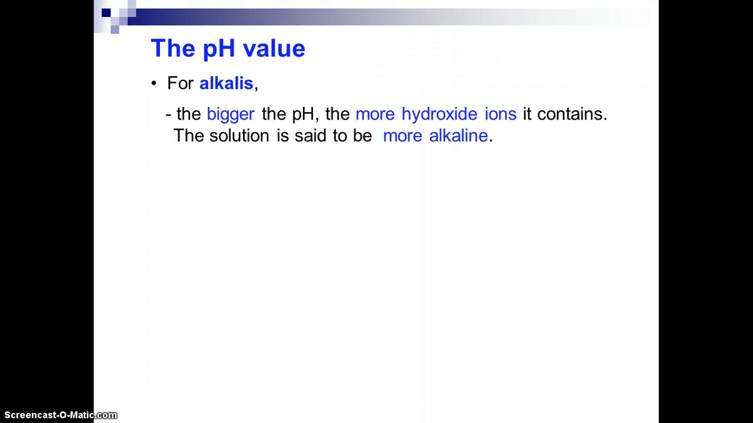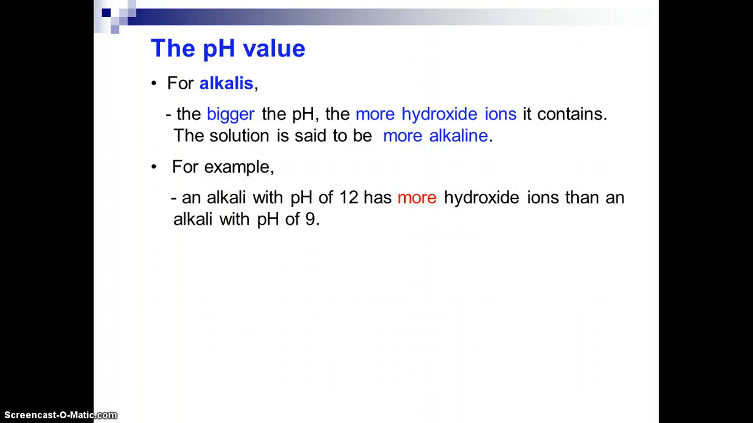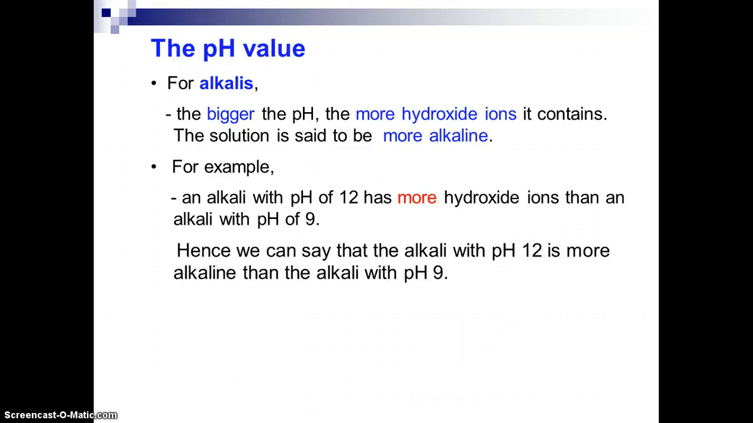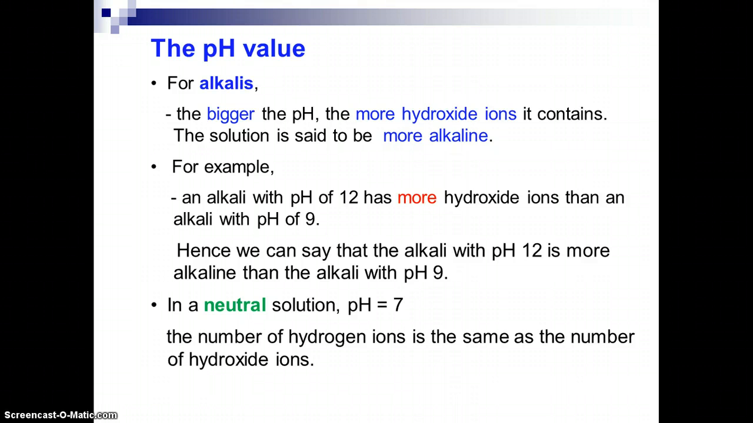For alkali, in the same way, the bigger the pH, the more hydroxide ions it contains. The solution is said to be more alkaline. For example, an alkali with pH of 12 has more hydroxide ions than an alkali with pH of 9. Hence, you can say that the alkali with pH 12 is more alkaline than the alkali with pH 9. A solution with pH 7 is known as neutral, in which the number of hydrogen ions is the same as the number of hydroxide ions in the solution.